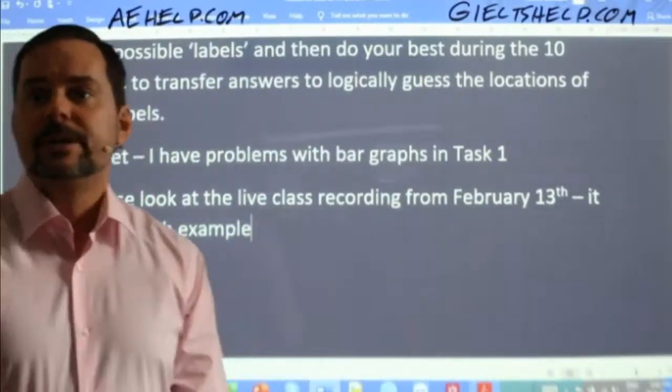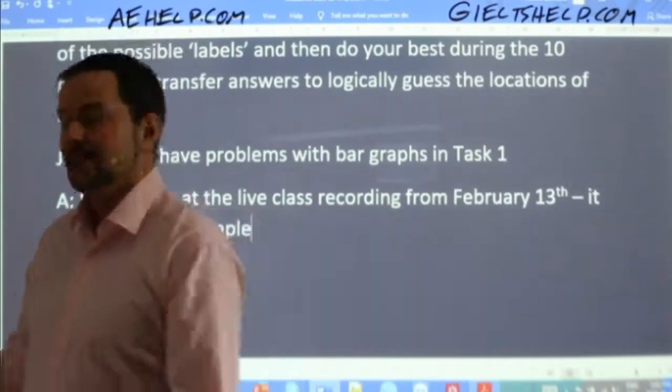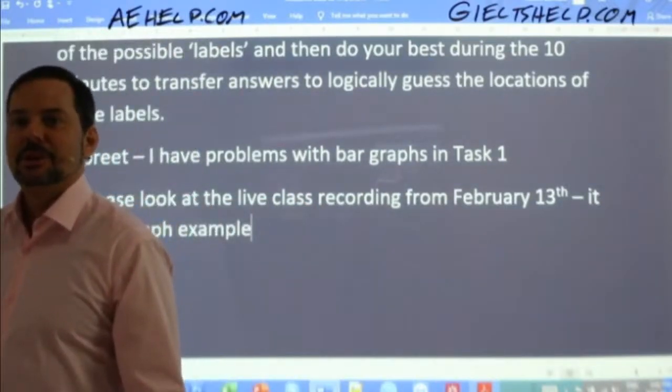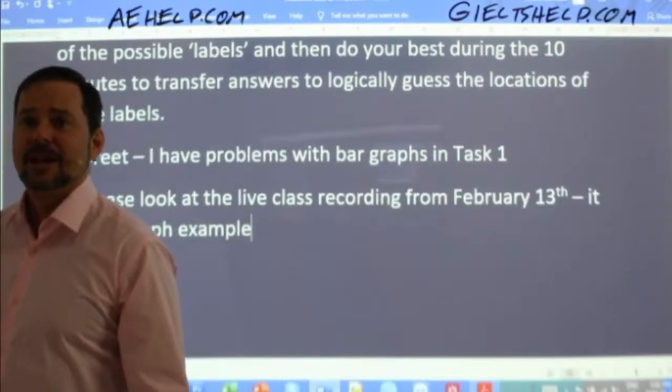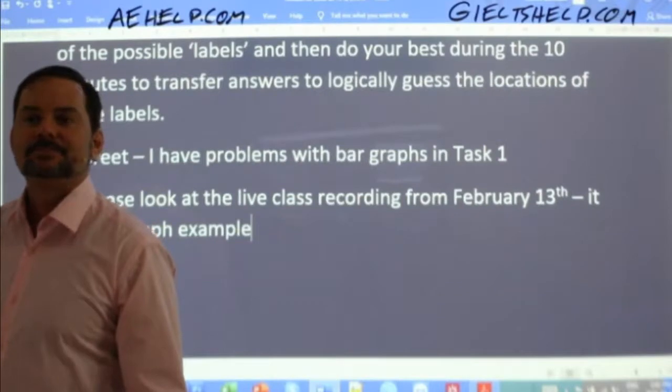Okay, did you catch that, Jaspreet? Thumbs up? Yes? Give me feedback. Make sure I'm not just speaking to my camera and only an AI is listening. Let's see. What else? Okay.